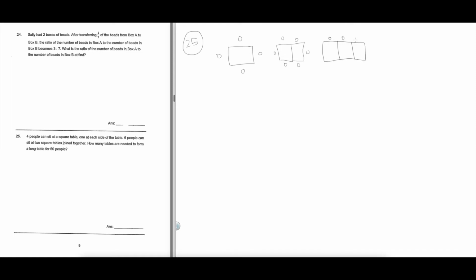Okay, let's draw. 1, 2, 3, 4, 5, 6, 7, 8. So first one is 4, this is 6, and this is 8. Let's draw one last one. Okay? Conjoined table of 4. 5 people can sit. Let's count together, okay? 1, 2, 3, 4, 5, 6, 7, 8, 9, 10. So it's actually plus 2, plus 2, plus 2.